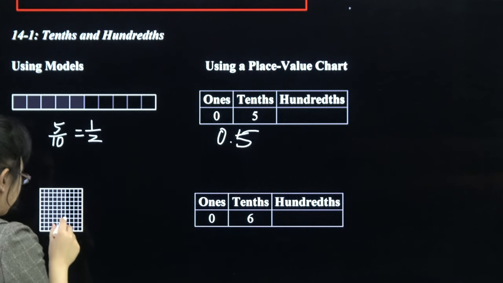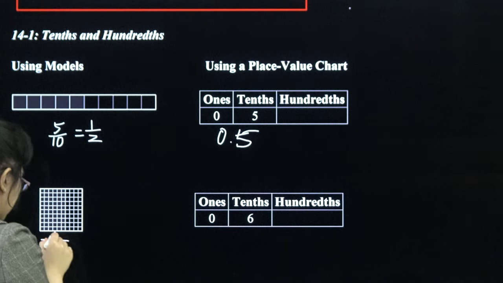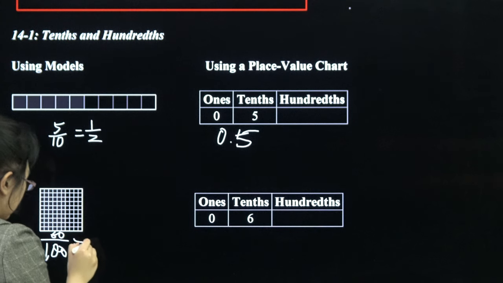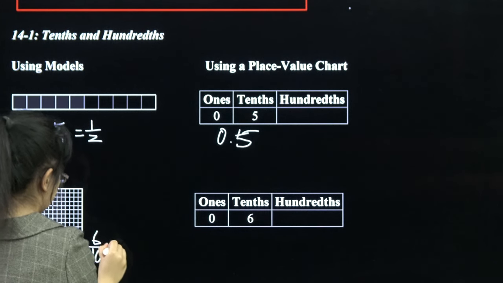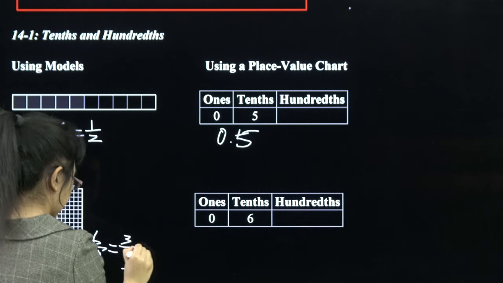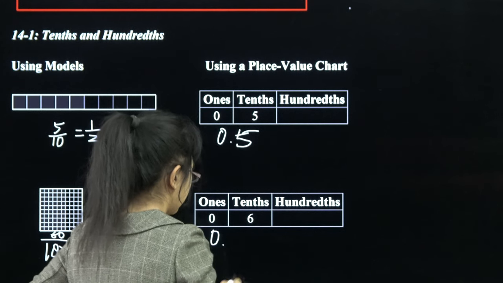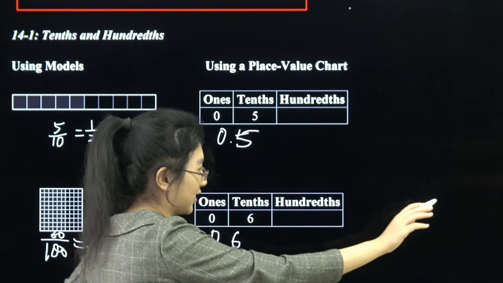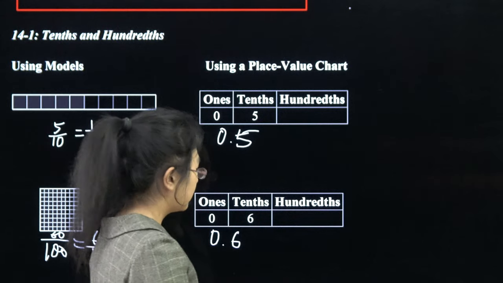Now, what about for this one? It has 100 as a denominator and 60 as its numerator. That simplifies into 6/10 or further into 3/5. So 6/10. There's nothing in the ones, 0 point, and then tenths, there's 6. There's nothing in the hundredths and anything after that. Yay, done.